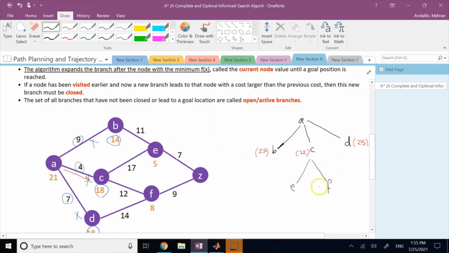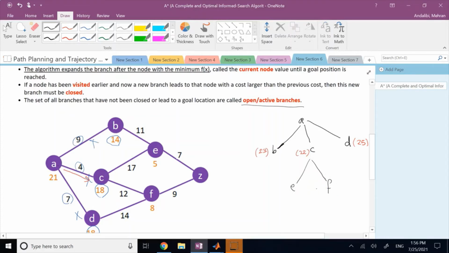And since none of these 4 branches that you see right now lead to a goal location Z, or we haven't closed them yet, I'll tell you when we close them, then we call all of these branches A to B, A to D, A to C to E, and A to C to F, we call all of these guys what? Active or open branches. What is your current node? Your current node was node C, but now it is going to be what? E or F. So previously it was C, but now one time the current node becomes E, the next time it becomes F, okay?